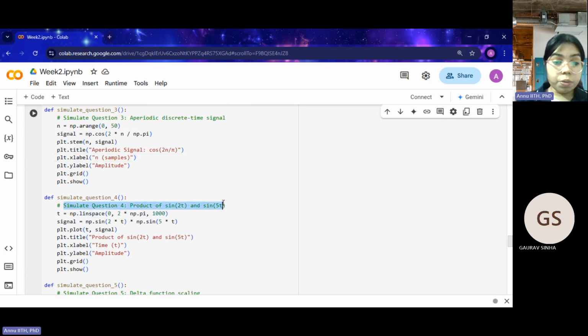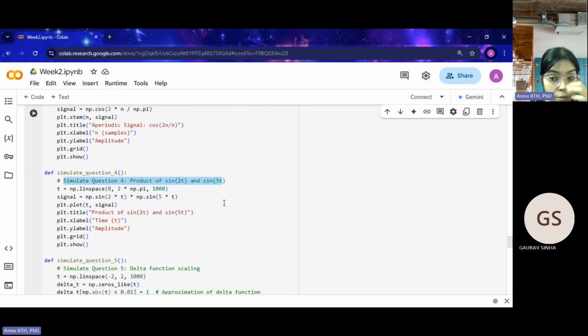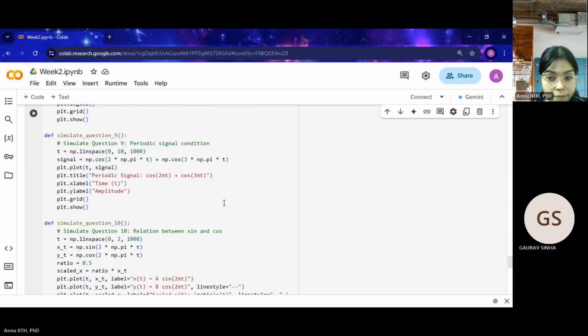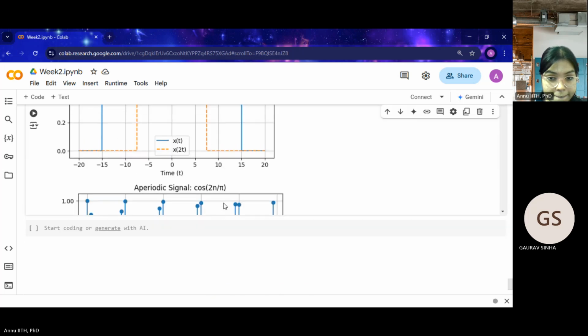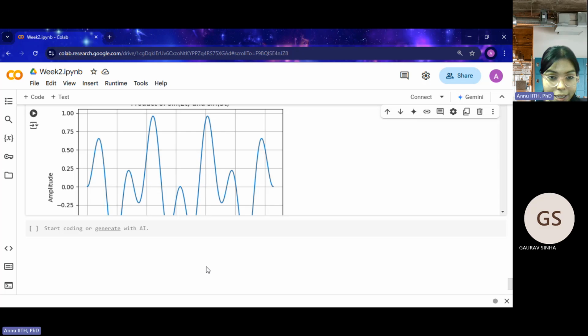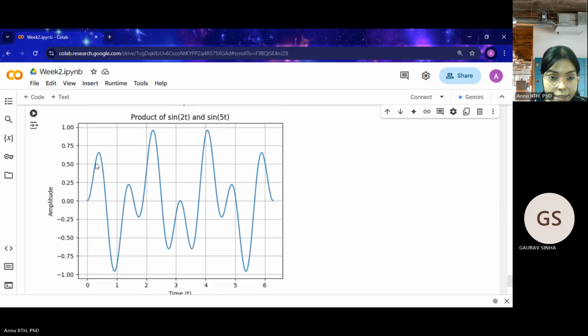Now simulate question four, product of sine 2t and sine 5t. We represented it in terms of 1 by 2 (cos 3t minus cos 7t), right? So actually how does the signal look like? Let's see. Yes, the product looks like this. And we were asked to calculate the period, I guess. This particular signal is repeating at this particular point. So what is the difference between these two? Suppose let's say it is 5 and let's say it is 1. So 4 around.